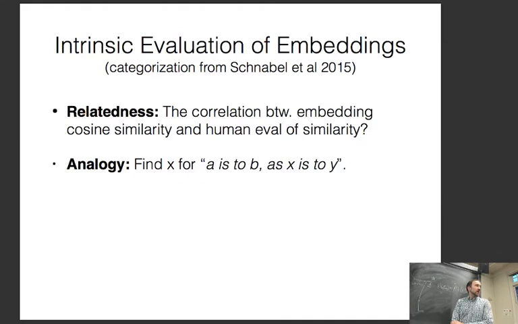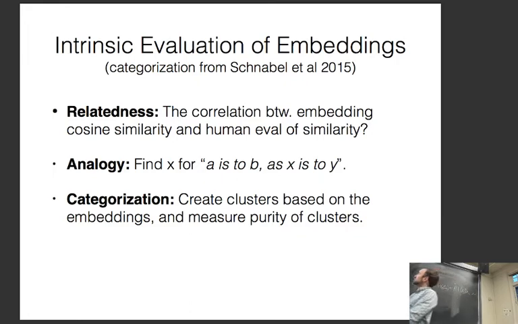Other ones are analogy tasks. So analogy task is like the king-queen example. So you try to solve things where A is to B as X is to Y, where you leave one of those out. And so you have like king is to queen as man is to something. And if you can solve that properly, then you get a higher score.